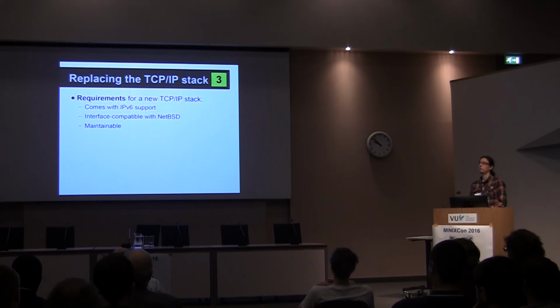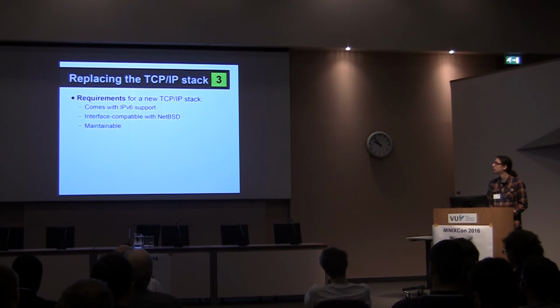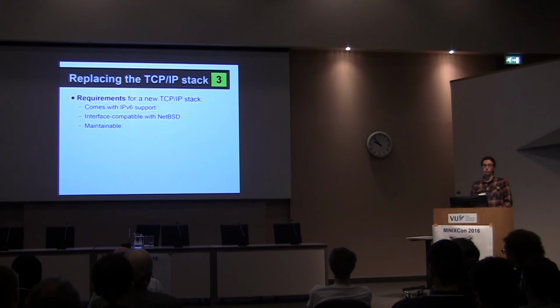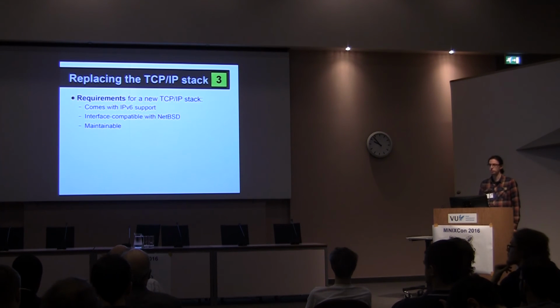So right now, the way that we see it, these are the most important requirements for a new TCP/IP stack. First of all, of course, this was the original purpose: it has to come with IPv6 support. Second, we would very much like it to be interface compatible with NetBSD, which means that we would be able to import all networking utilities from NetBSD, like DHCP and stuff like that. And third, it also has to be maintainable, and that means that making all these modifications to the current stack ourselves is basically not an option.